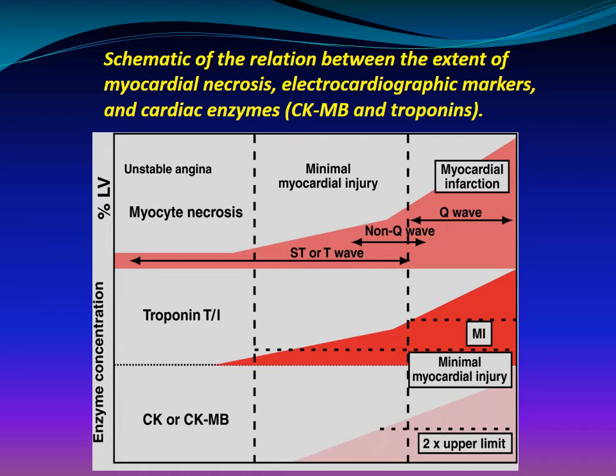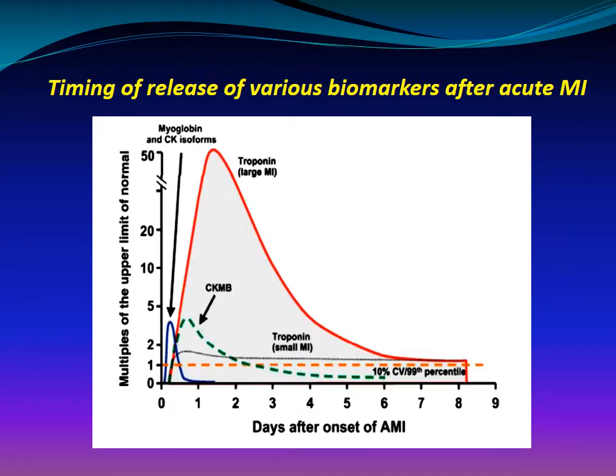Schematic of the relation between the extent of myocardial necrosis, electrocardiographic markers, and cardiac enzymes CK-MB and troponins. Troponins provide a more sensitive indicator of myocardial injury, with a lower threshold indicating adverse prognostic outcome than for myocardial infarction. Timing of release of various biomarkers after acute myocardial infarction. The biomarkers are plotted showing the multiples of the cutoff for acute myocardial infarction over time.